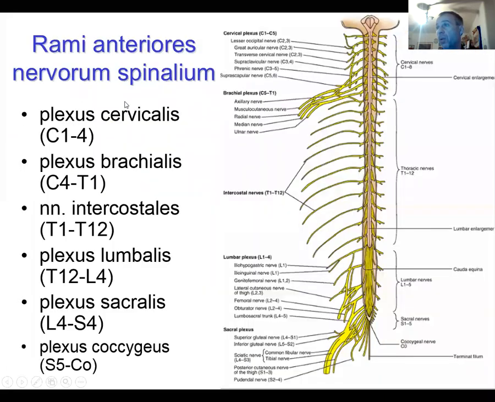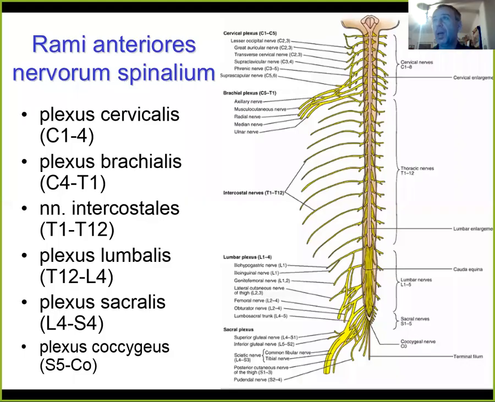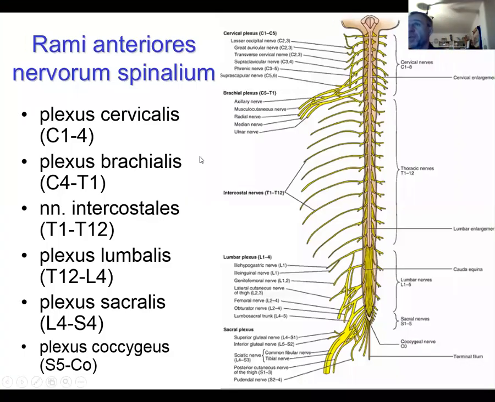So that's all for the posterior branches of the spinal nerves. And now we should talk about the anterior branch of the spinal nerves. They form plexuses, and the brachial plexus and the lumbar and the sacral plexus are already well known to you as they supply the muscles of the limbs. So we are going to talk about the cervical plexus and the intercostal nerves and a bit about the coccygeal plexus only.